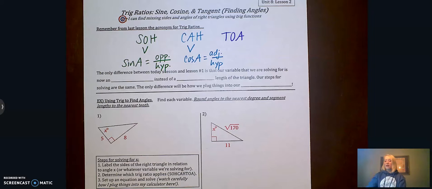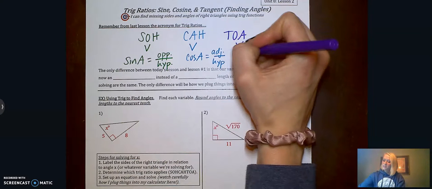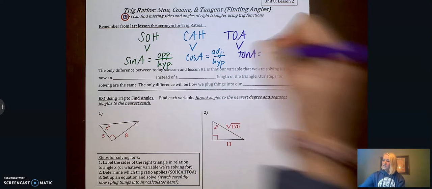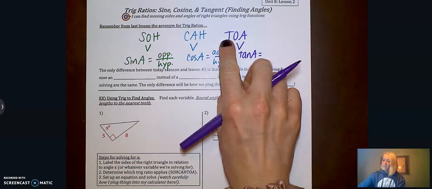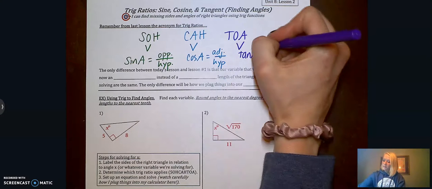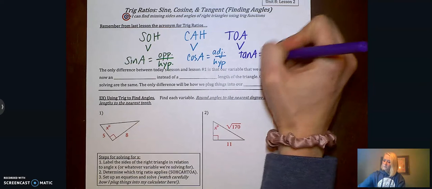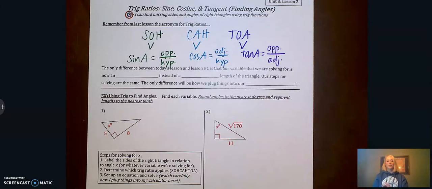And then the TOA, that's to help you remember tangent. Should have spaced these guys out a little bit. Tangent is opposite leg over adjacent. Hopefully you're cool with my abbreviations.